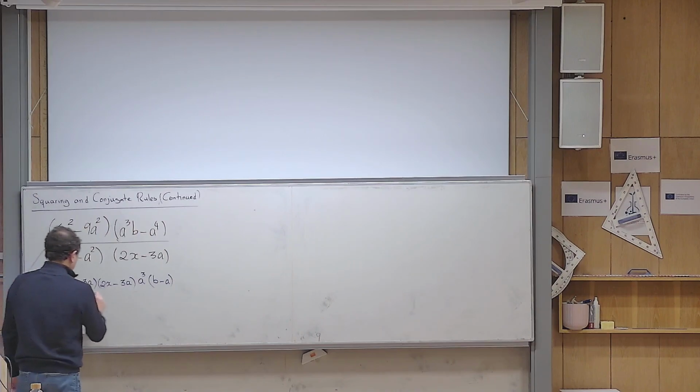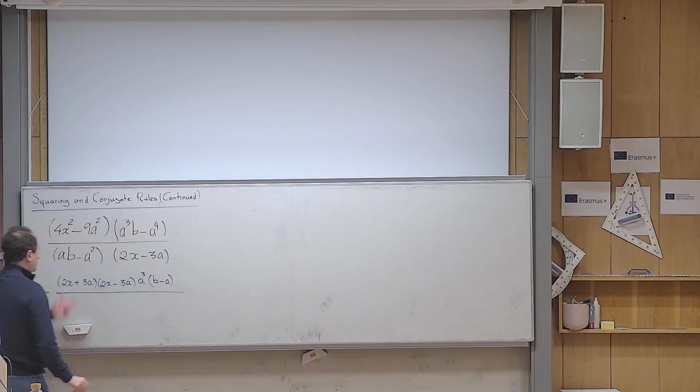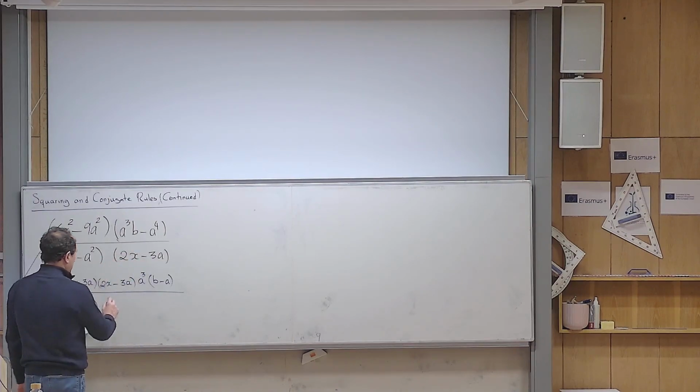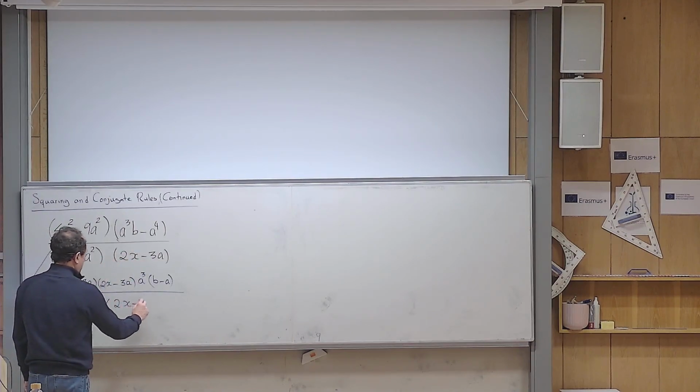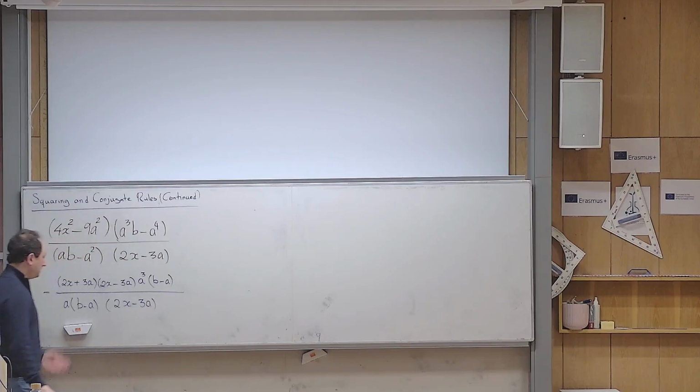Okay, and then what can I do in the denominator? This one still can be factorized a little bit more using Math 1C. I have a here, I pull it out. So this becomes b minus a. And then this cannot be factorized anymore. I just copy and paste this. And then immediately you see that many things can be simplified now.